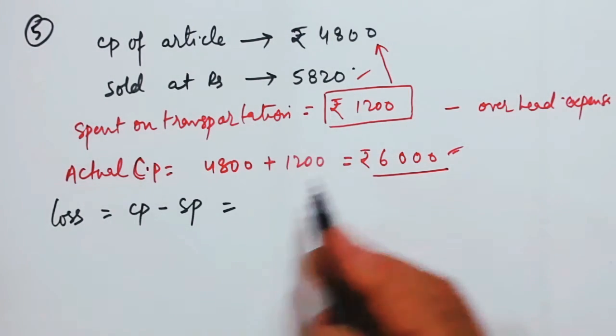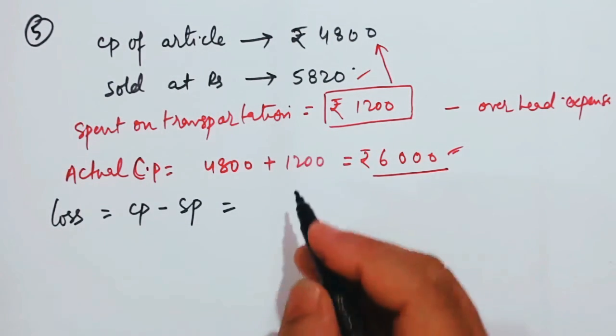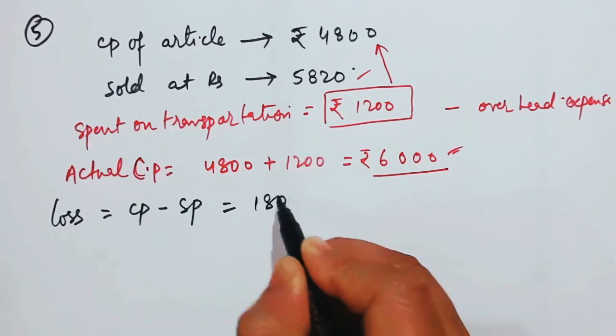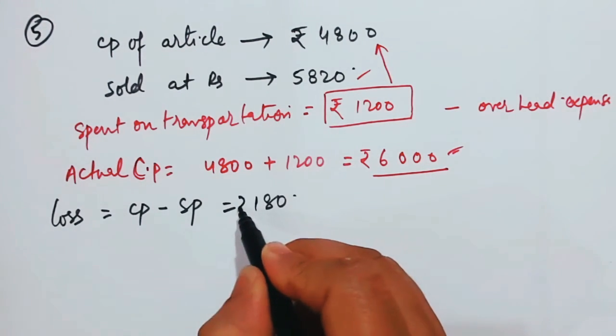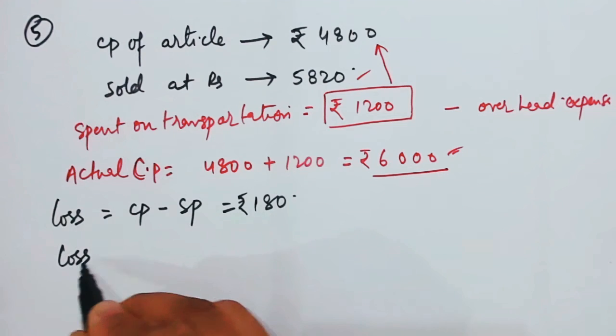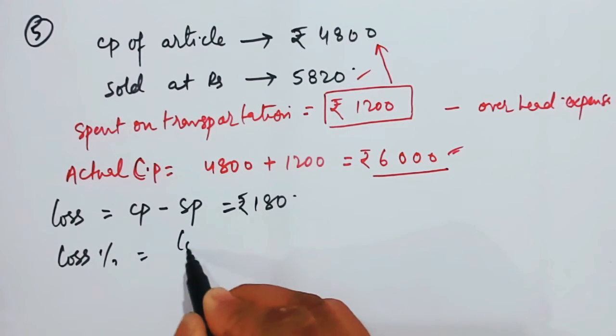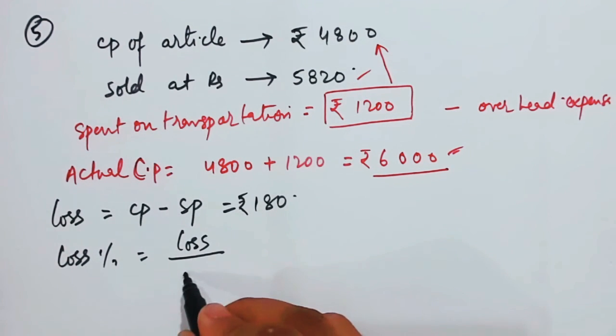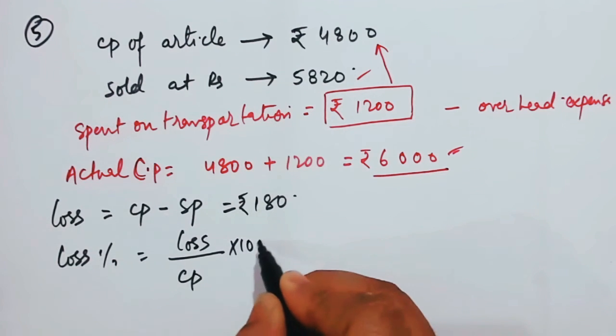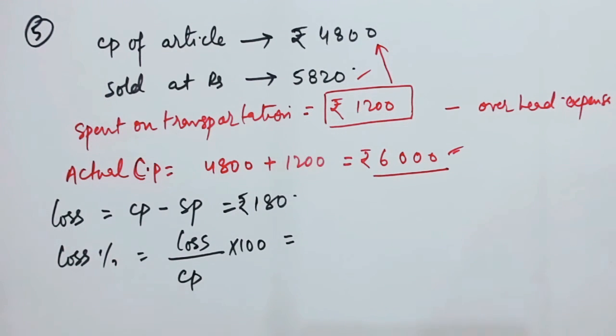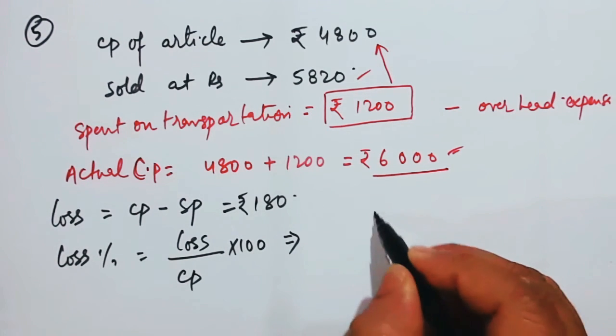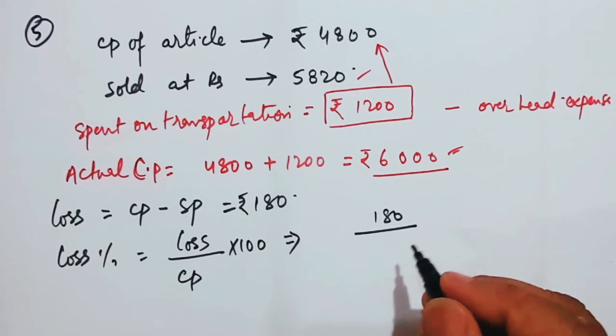I think if it was 800, then 200, 180. Okay, this is my loss. So loss percent will be equal to how much? Well, same formula: loss by CP into 100. Loss is equal to 180, so 180 by cost price.